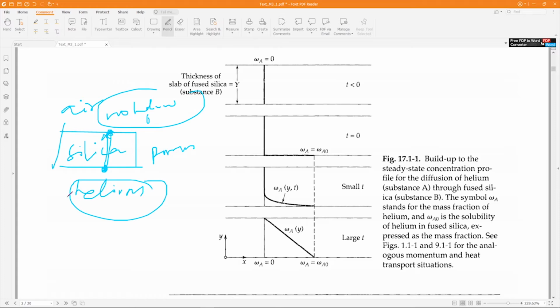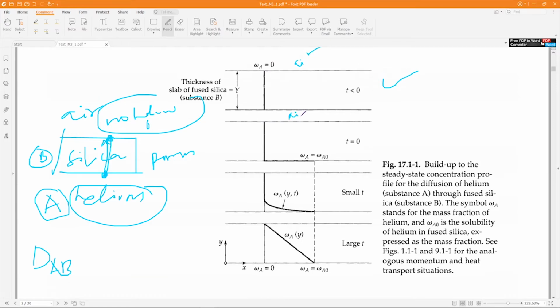Let's say I denote the species helium as A and the silica as B. Because the helium has to diffuse through the silica, we can write the diffusivity as DAB. Okay, so this is the scenario. We have drawn it again in this form. At T less than 0, there is no concentration gradient, because here also air, here also air. I haven't put helium here yet. At T equal to 0, I just put the helium here.